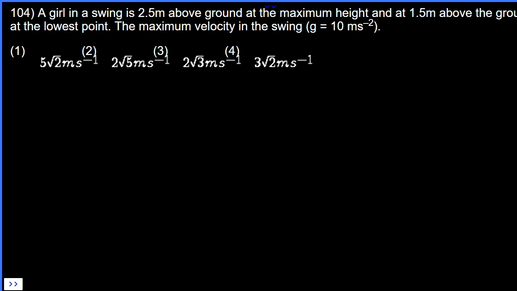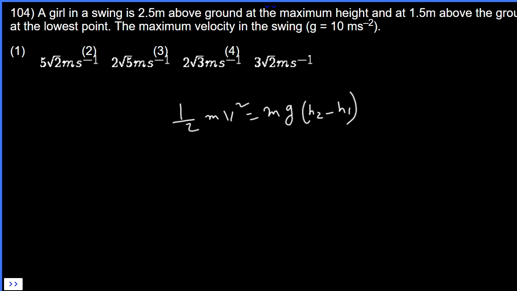Next problem number 104. A girl in a swing is 2.5 meters above the ground at the maximum height and 1.5 meter above the ground at the lowest point. The maximum velocity in the swing is. So we have to calculate the value of maximum velocity. In this case, loss of kinetic energy is equal to gain of potential energy. That is, total height can be written as h2 minus h1.